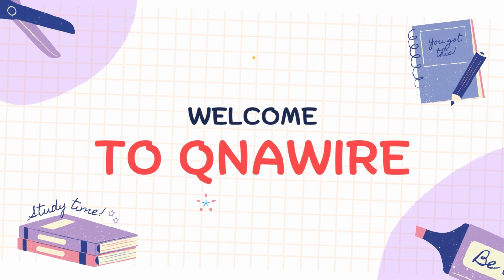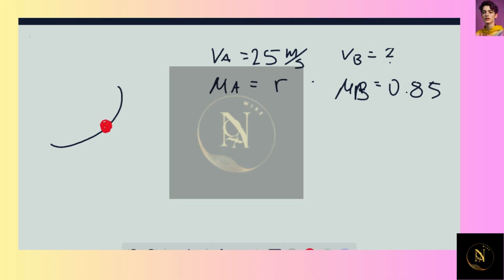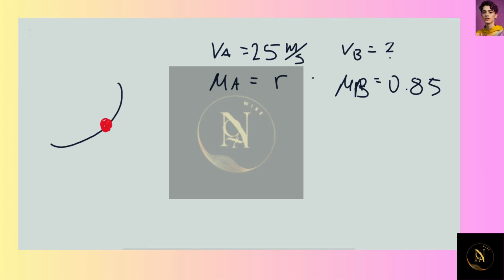Welcome to qnawire. In this problem, we have to find the maximum velocity that a car B can go around a curve, given that we know the coefficient of static friction between the tires of the car and the road. So let's start this problem by drawing a free body diagram for our car, which is just this red dot that I've drawn here.